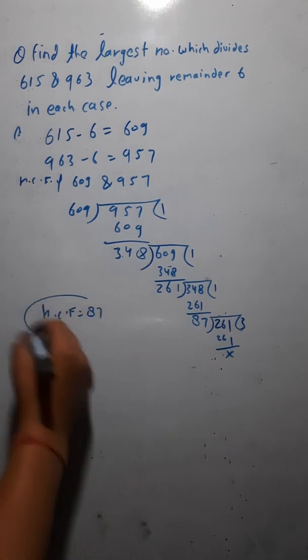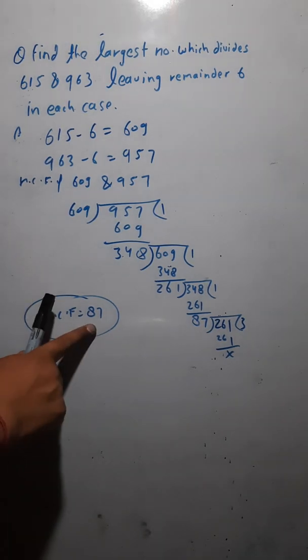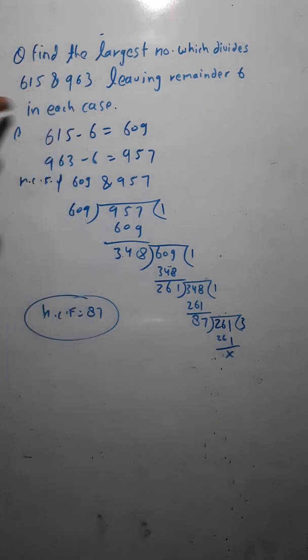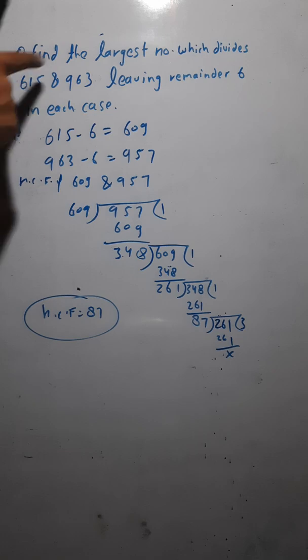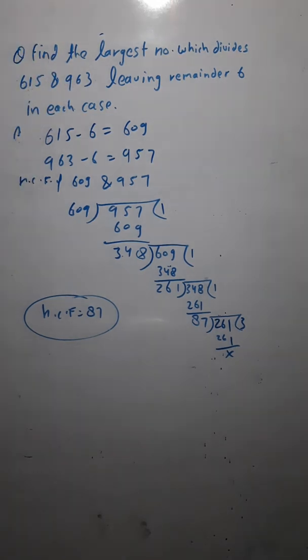The HCF is 87. So this is the required answer. This is the number by which you divide this and this, and you would have the remainder 6 in this case also and 6 in that case also. You can check it. So this is how you would solve the given question.